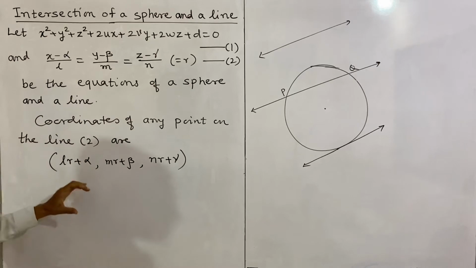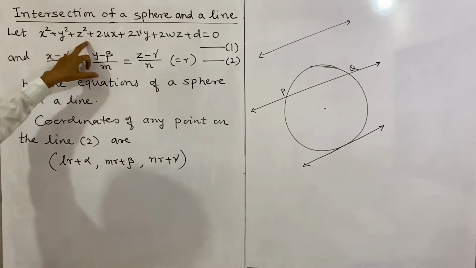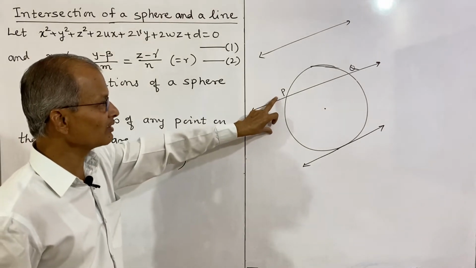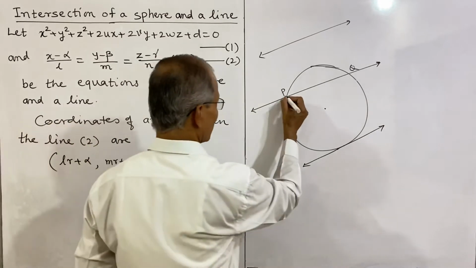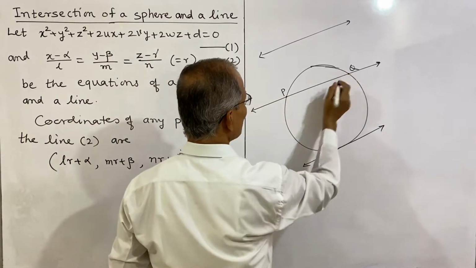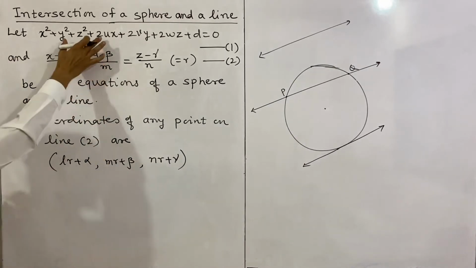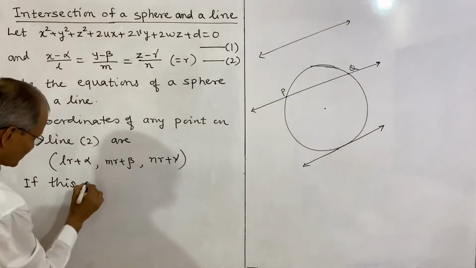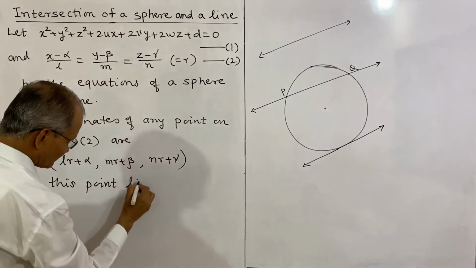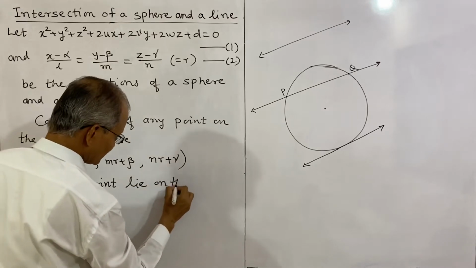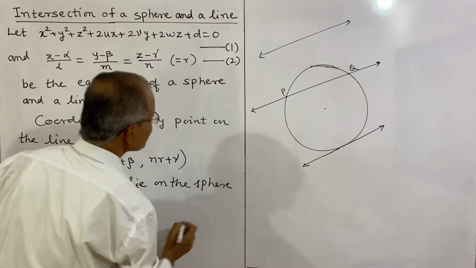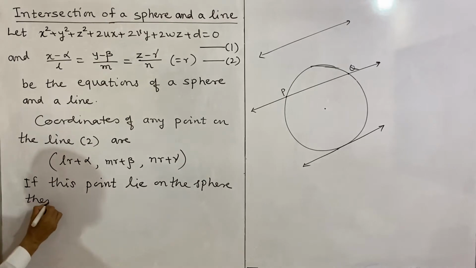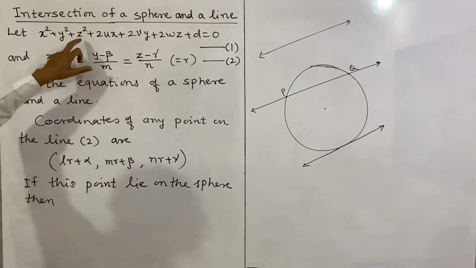Now at the point of intersection, this point must also be on the sphere. So that means, if P is a point on the line, P is also a point on the sphere, and the same for Q. If this point lies on the sphere, then the coordinates of this point must satisfy the equation of the sphere.